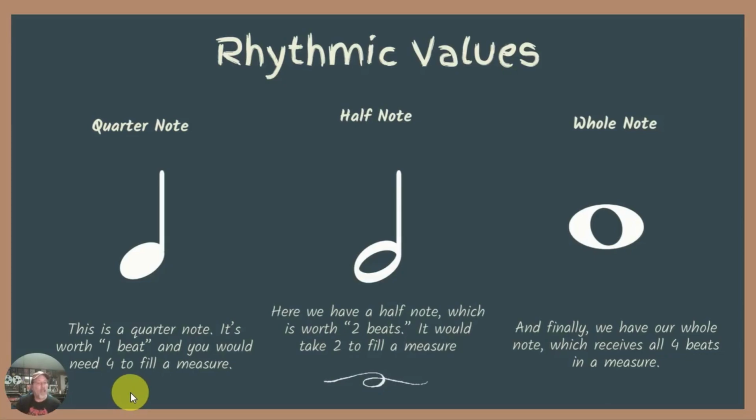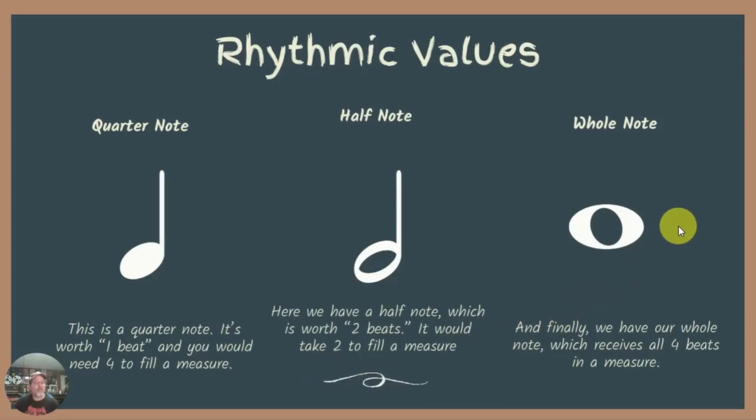Now we've got a half note here. That is worth half a measure. So if one measure is worth 4 beats, half a measure would be 2 beats. So this is worth 2 beats, and that means, because you have to equal 4 beats per measure, you only have 2 half notes. 1, 2, 3, 4. So that is a half note.